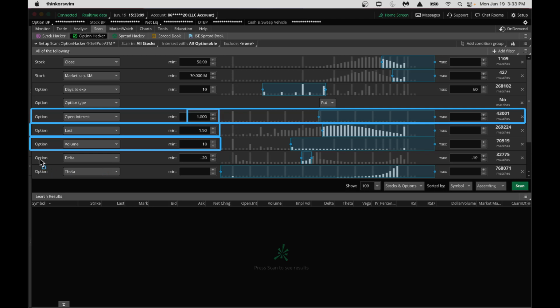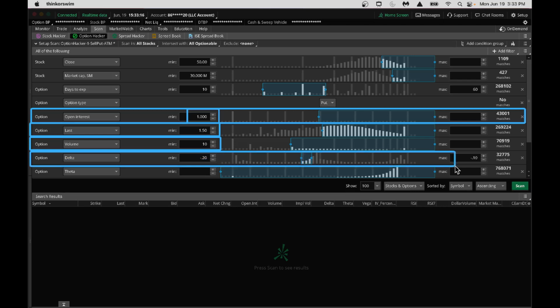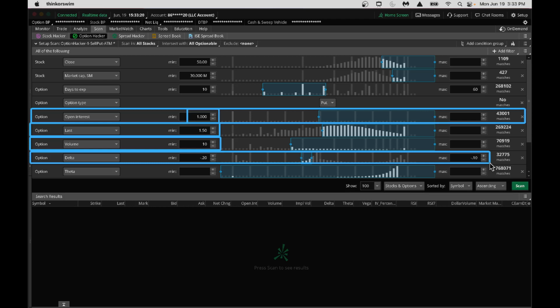Next is delta. If you're selling put options, you've got to make sure the delta is between minus 20 and minus 10. You don't want to be overly aggressive. If you go at 25 delta or 30 delta, you will get more premium. But it's good to be a little more conservative and go around delta minus 20 to minus 10. That's the sweet spot of selling put options.